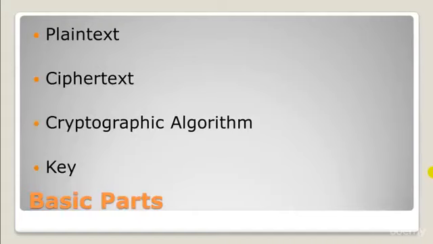After that, we have the final part, that is the key. A mathematical value or formula or process that determines how a plain text message is encrypted or decrypted. The key is the only way to decipher the scrambled information. And yeah, these are the four parts of cryptography and how it looks.